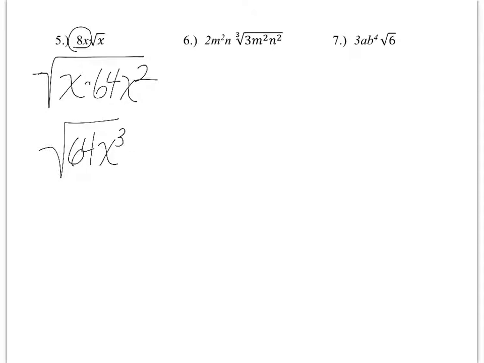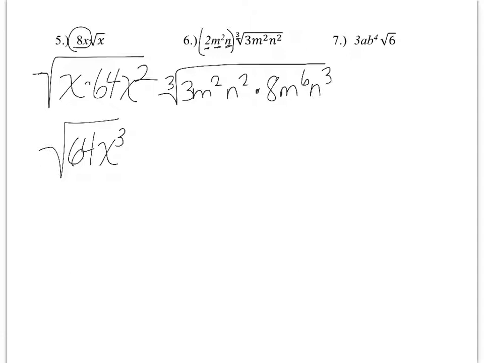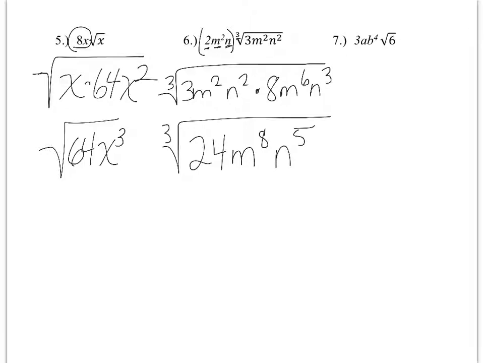The next one, I'm going to take this whole outside piece, because it's a cube root, and I'm going to cube all of that. So already inside the cube root symbol, I'm going to have a 3m squared n squared. I'm going to multiply that by 2 cubed, which is 8, m to the second cubed, you just multiply the exponents, gives you m to the 6th, and then n cubed is just n cubed. And now I'm going to put all that together. So I'm going to get the cube root of 24m to the 8th, n to the 5th, because now when you multiply, you add your exponents together.